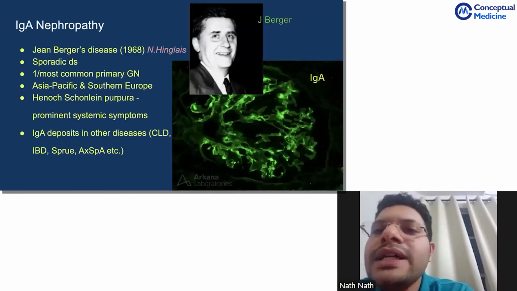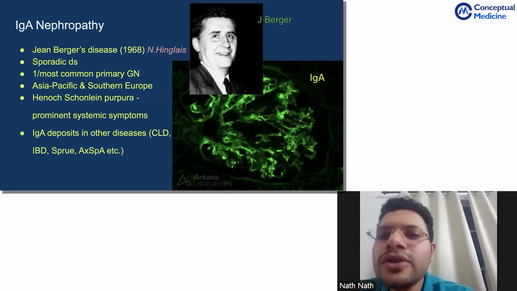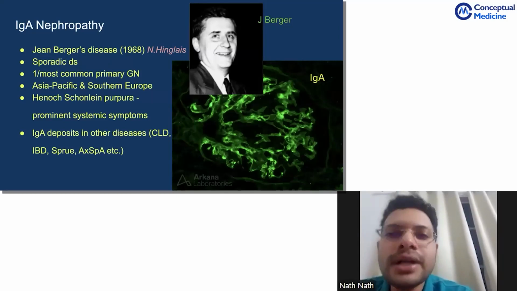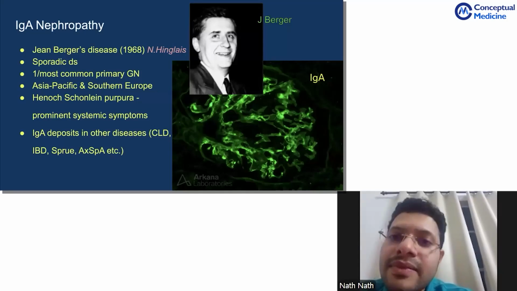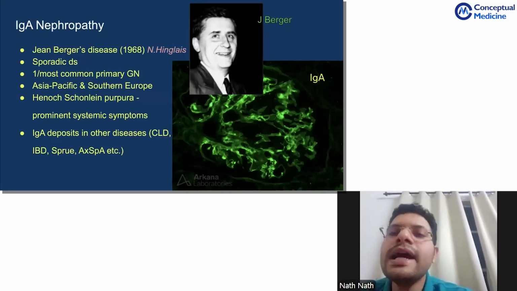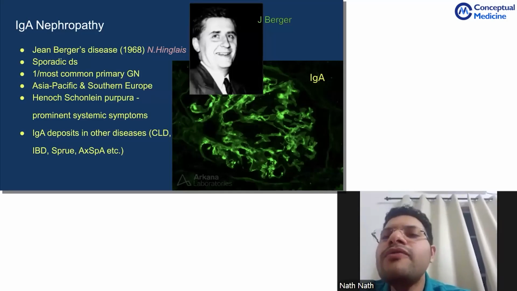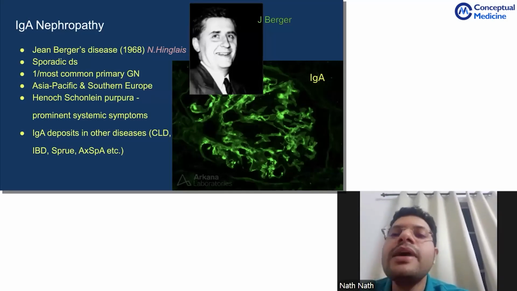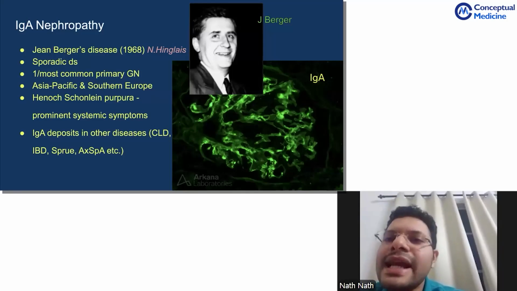Yeah. So IgA nephropathy. This is also called Berger's disease. And the photo of the doctor on the screen is Jean Berger. He described this disease along with his colleagues, mainly Nicole Hingley. I've italicized that name because you're going to hear that name one more time in today's session. And they described this disease with the help of immunofluorescence and electron microscopy fairly recently, in 1968.